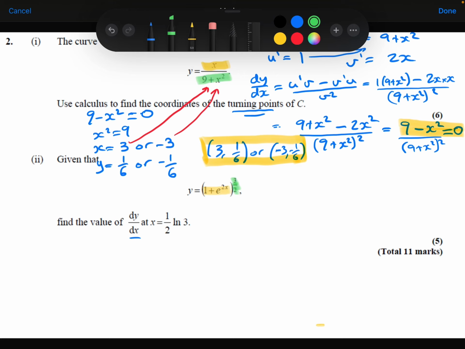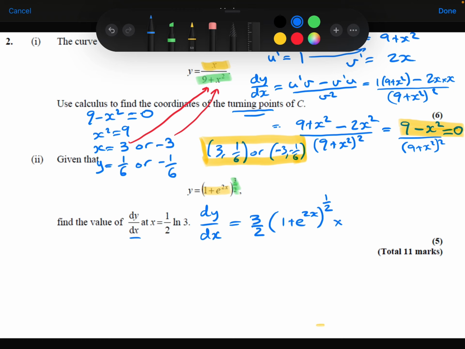So let's differentiate the outside function first, so the power. So when I differentiate the power, I'm going to multiply by the 3 over 2. The inside stays exactly the same, and I'll take 1 away from the power. 3 over 2, take away 1, is 1/2. Now by the chain rule, I need to multiply this by the derivative of the inside function, which was 1 plus e to the 2x.